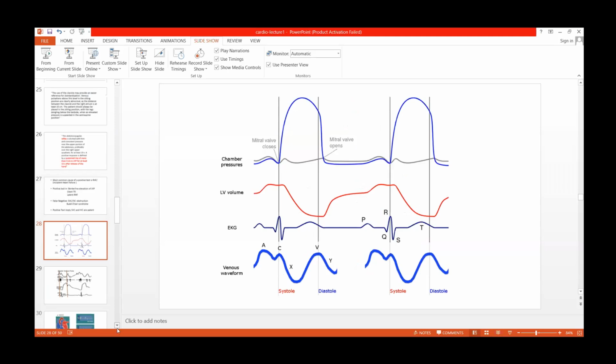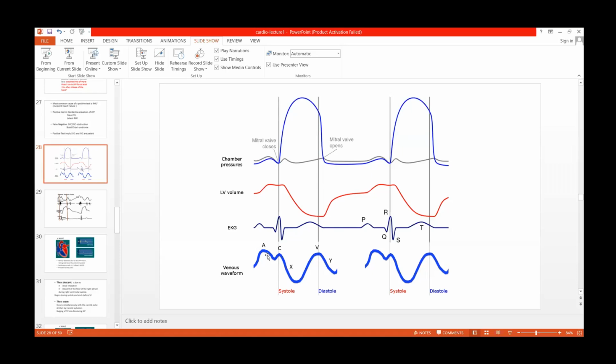So there are three basic waves in JVP. There are three positive waves: A wave, C wave, and V wave. And there are two or three negative waves: X descent, X dash descent, and Y descent.